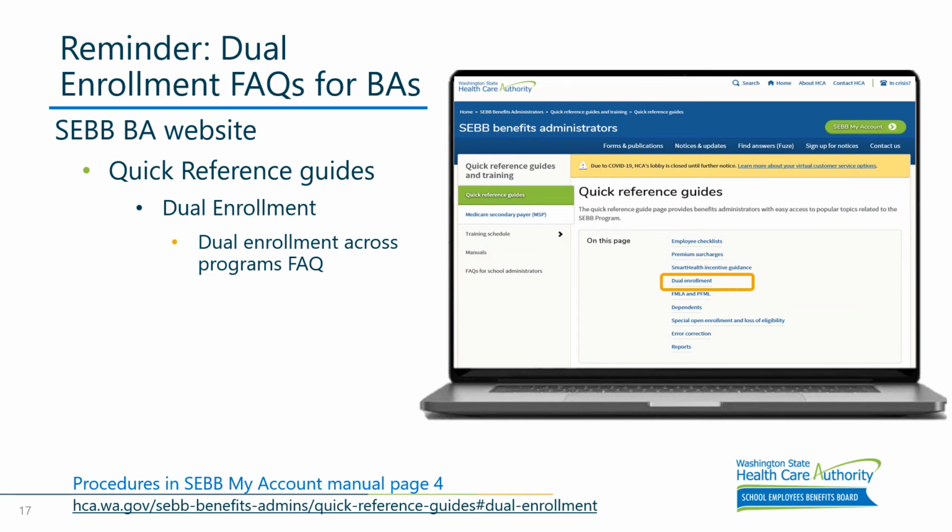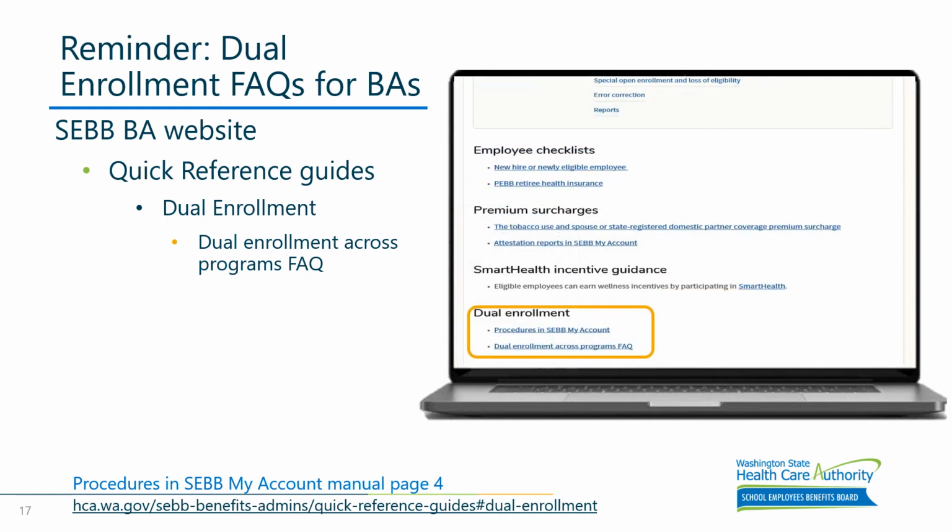And where it states on this page, go ahead and click on the link Dual Enrollment in the middle there. And that'll take you down in the page. And under Dual Enrollment, you'll find the Dual Enrollment across programs frequently asked questions.